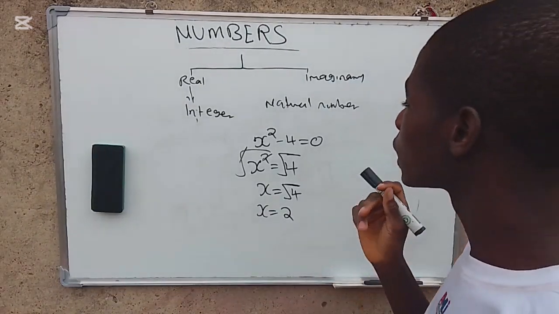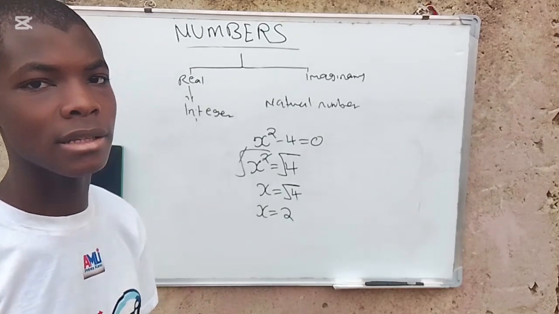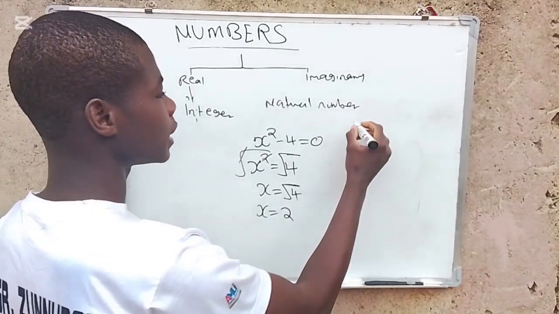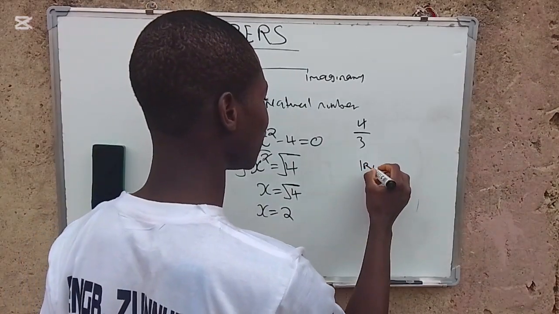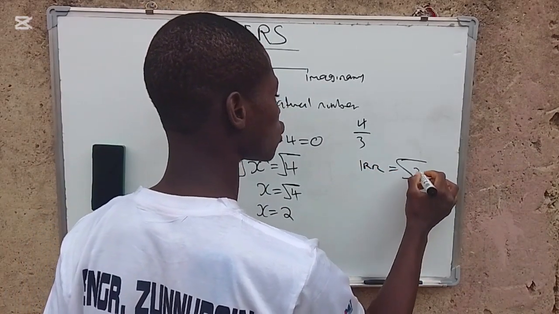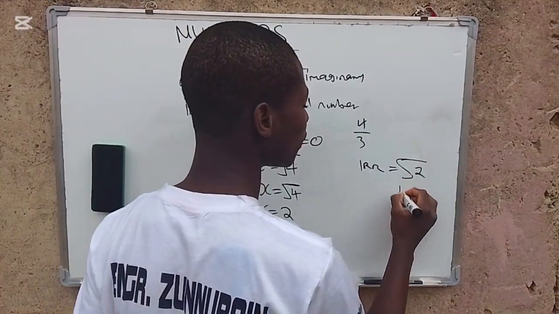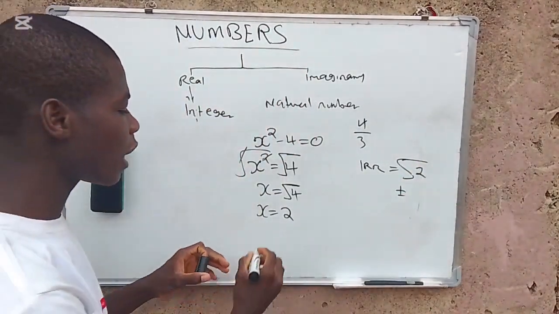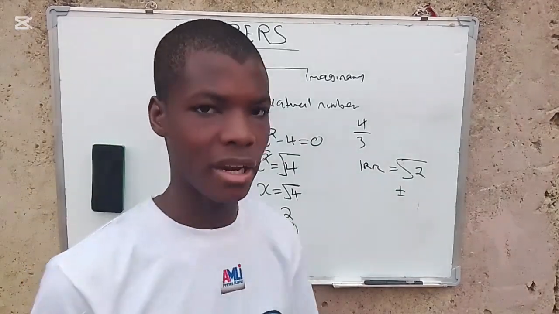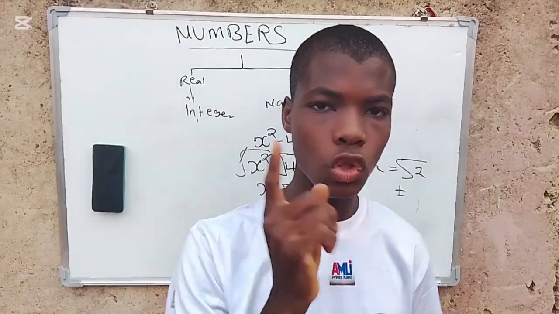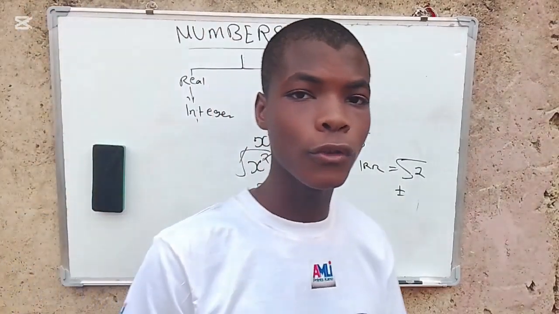As I explained before, we have rational numbers. What are rational numbers? They are like 4 over 3. And we have irrational numbers, which are the square roots. According to the irrational, if you square any number, you have plus or minus. So it will become plus or minus 2. This is what I just want you to know about natural numbers. This is all I have for you for numbers.